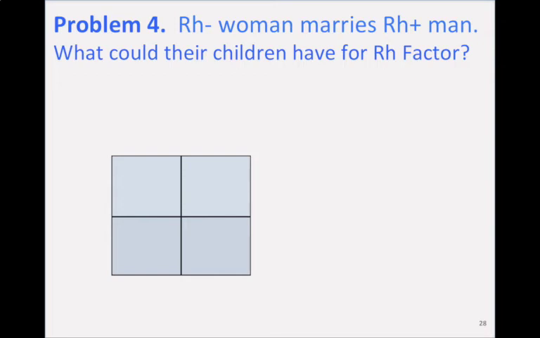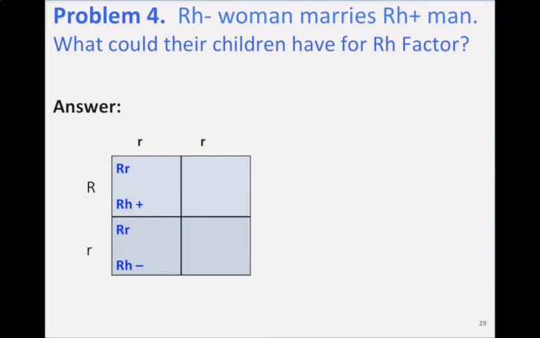If you had an Rh minus woman marrying an Rh positive man, what could their children have in terms of this Rh factor? So you want to go through and figure out the genotypes of the parents and then the possible gametes and fill out the Punnett square.